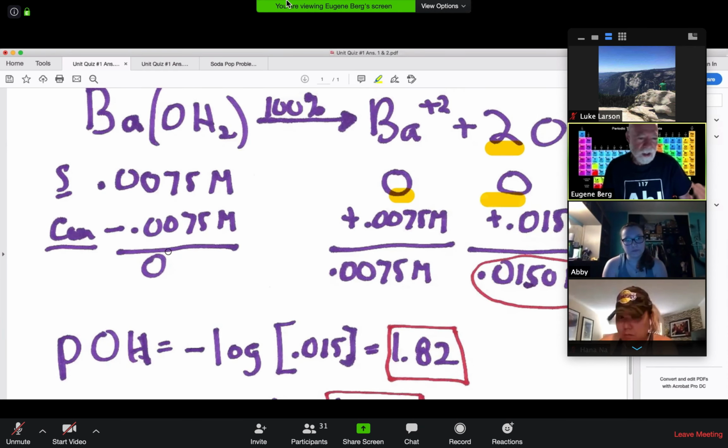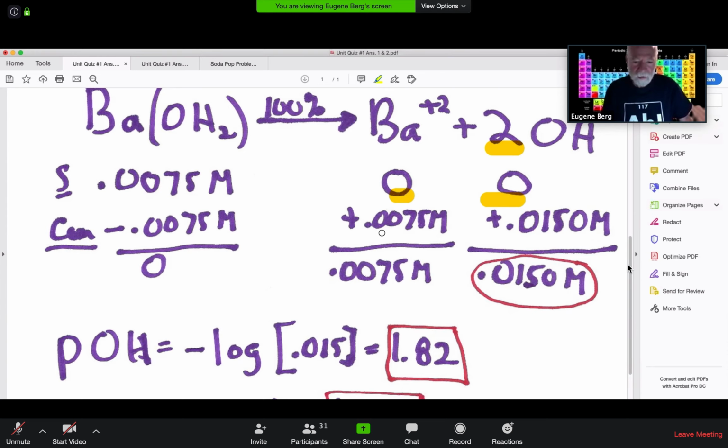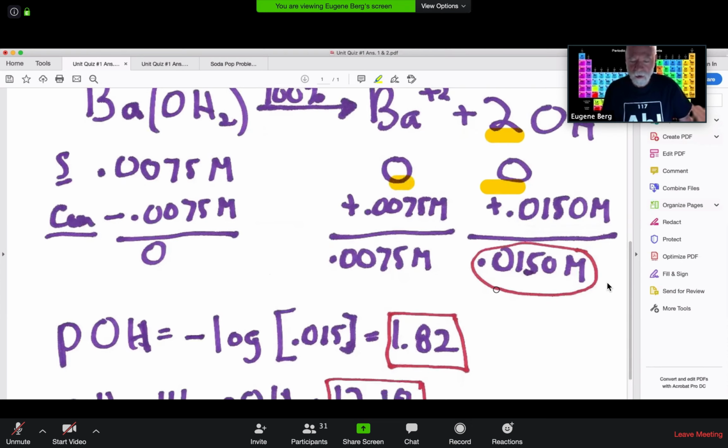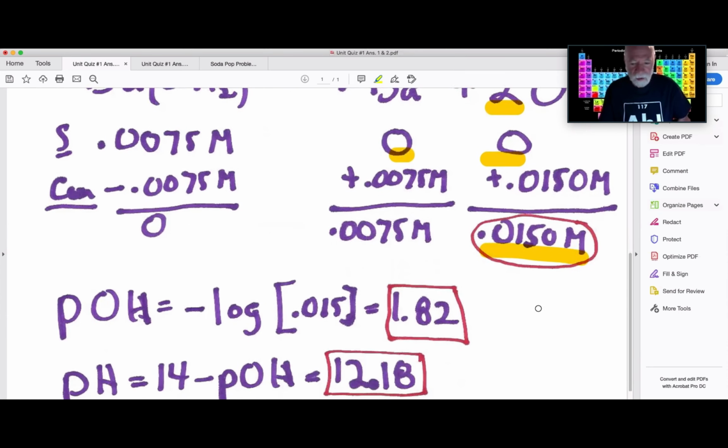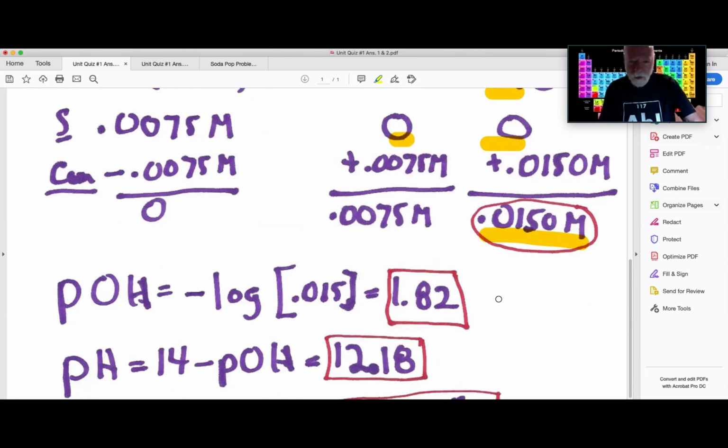Okay. Being a strong base, it's going to break up 100%. You're going to lose all the molecules, and you're going to get a 1-to-1 ratio on the bariums and a 1-to-2 ratio on the hydroxide. So one of the questions I ask you, what's the concentration of hydroxide? So it should be 0.015 molar. Okay. Now it seems to me the next one you want to get is the pOH.